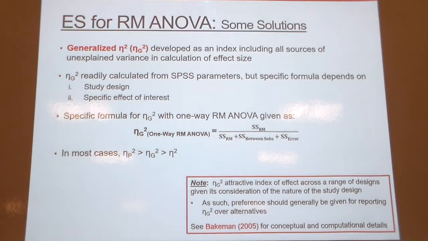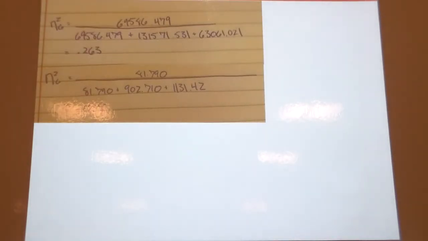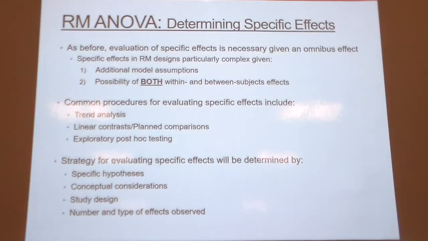Okay, and so in our last set, what I'll have you do is read this and calculate generalized eta squared for some different parts of the design that are going to be different depending on the example that we're providing. Okay. Questions? All right. That's what I'm going to do.